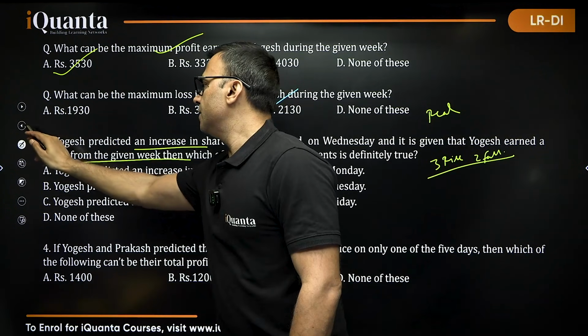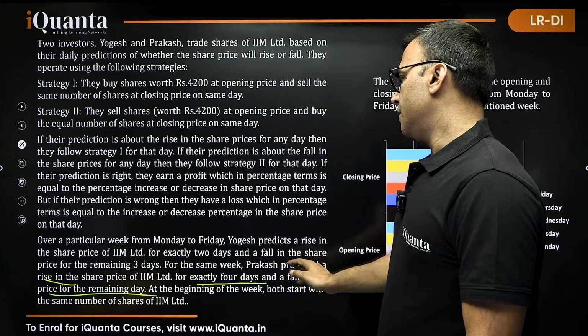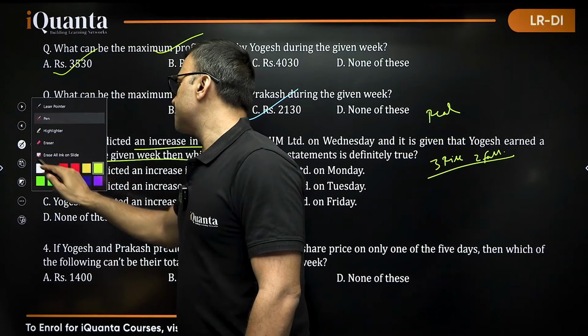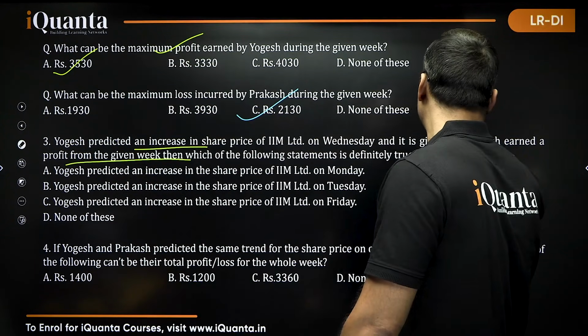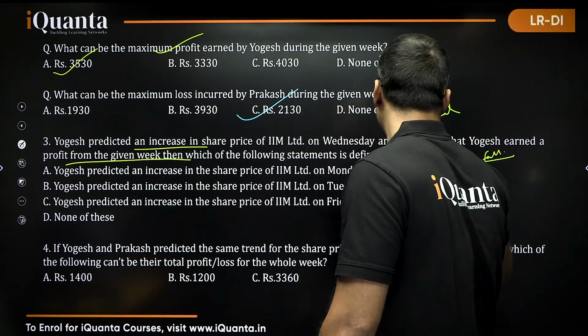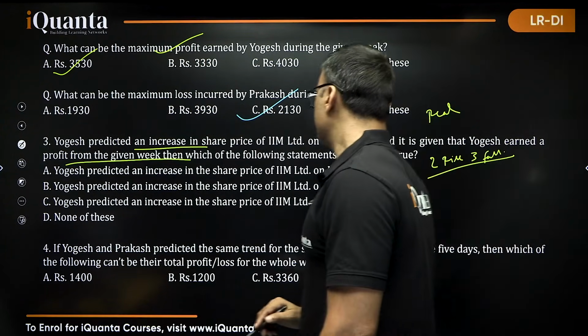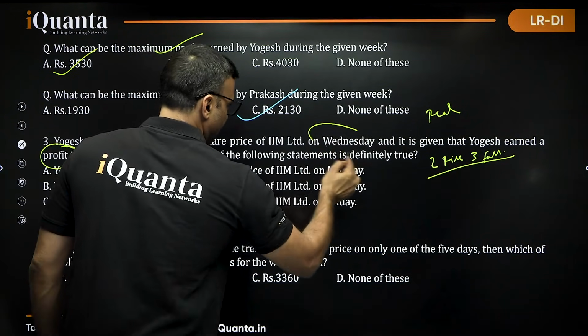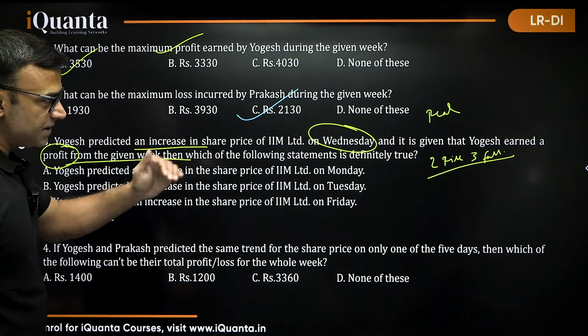Is that correct? Yogesh has predicted, ulta, 2 rise and 3 fall. Let me just correct that. 2 rise and 3 fall. Okay? And he is definitely getting a profit, and one of those rises that he has predicted is on Wednesday. So this is a very specific situation.